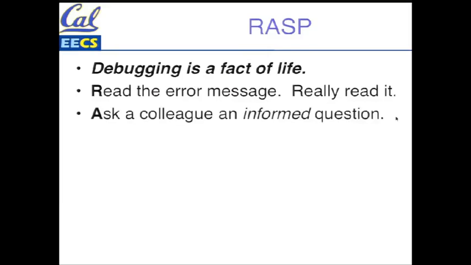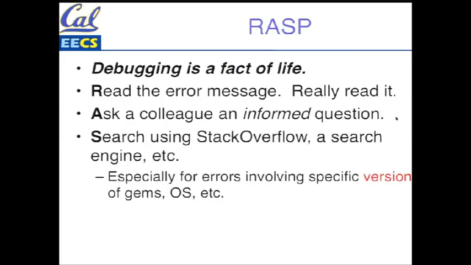Ask a colleague. If you're doing pair programming or other people in your class, ask them an informed question. Don't say, this doesn't work. Say, I'm trying to do this. I did this, which I thought was right, but whereas I expected foo, I got this other thing, or I got this specific error message.